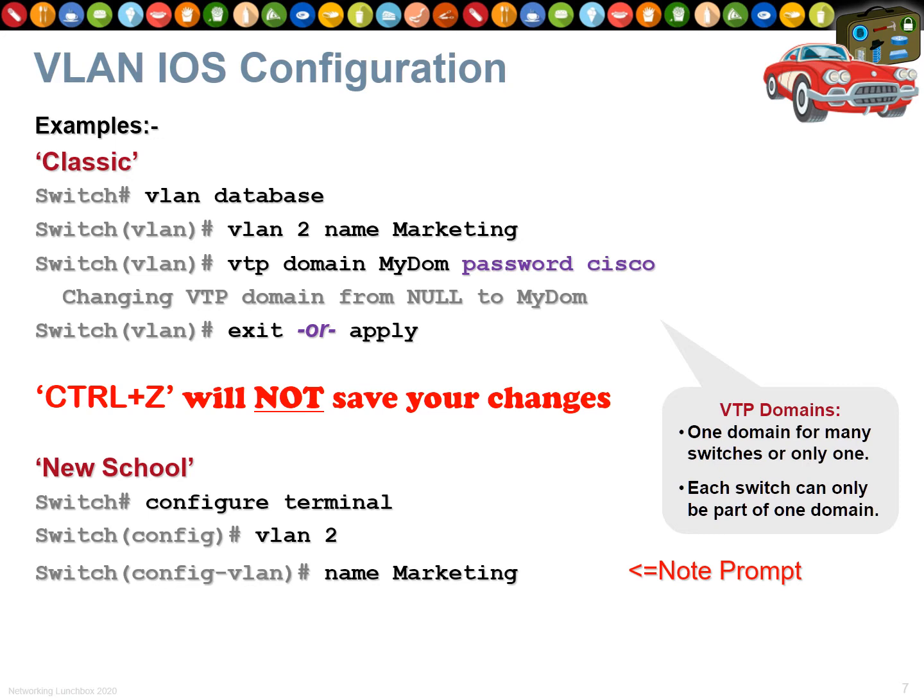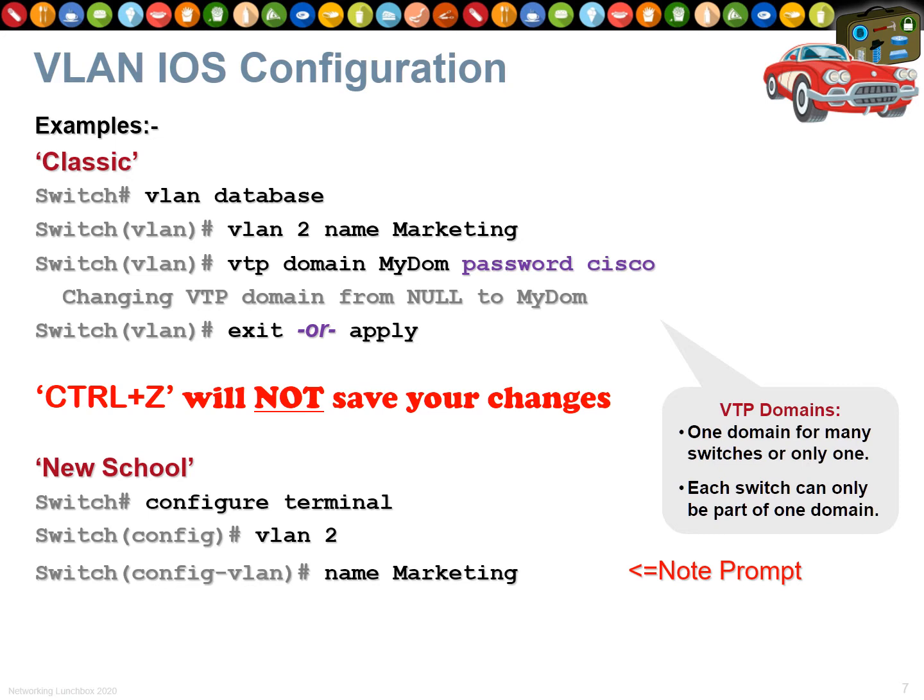If you are reading older material, you'll find that they'll talk about creating VLANs in a different style. And this is the old school, or the classic, where you type the command VLAN database, and then you get a whole new prompt. You set up your VLANs, you set up your domain name, you set up your password, and you must click exit or apply. If you just do Control Z, everything's lost.